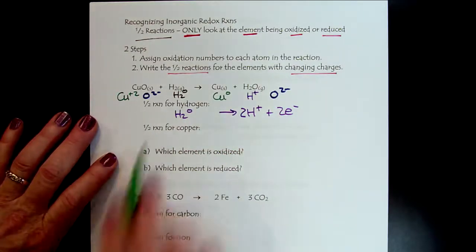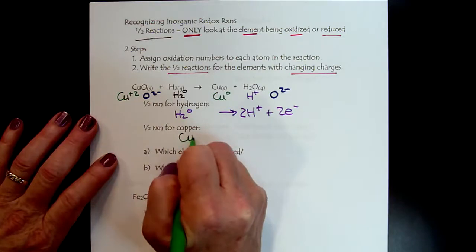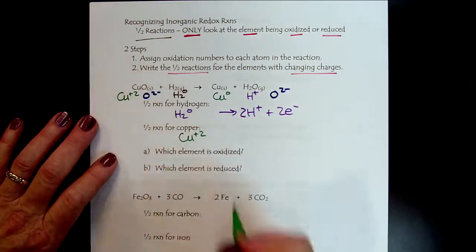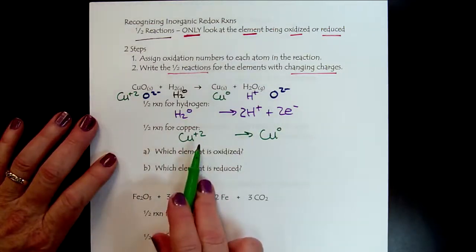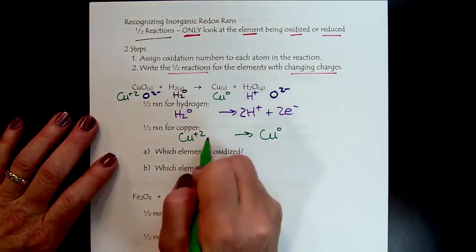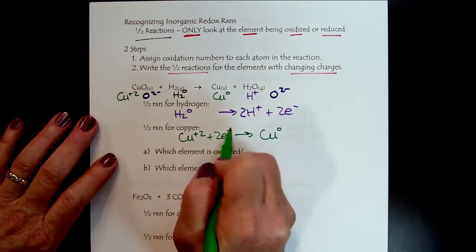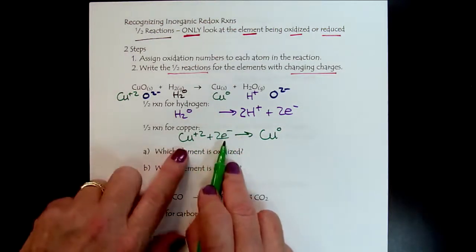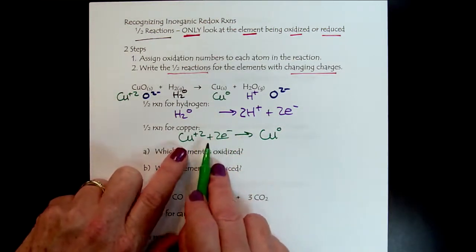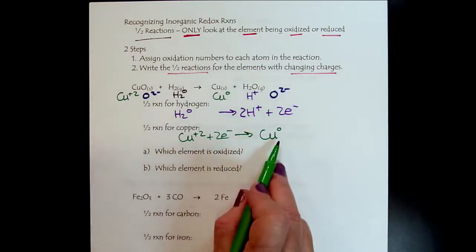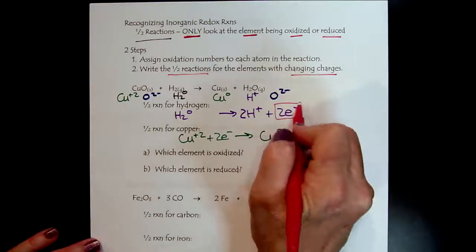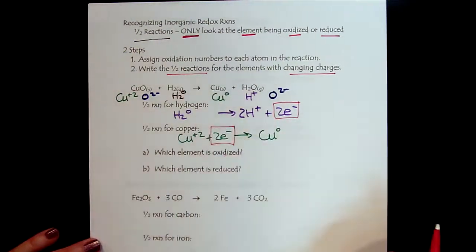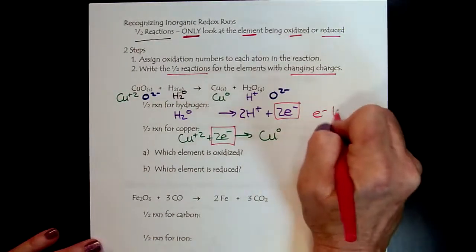Now let's look at the copper. Copper is plus 2, and it goes to copper 0. So here, by looking at the charge, we know to put the electrons on the left side. So plus 2 and minus 2 cancels to neutral, 0 equals 0. Alrighty. So now oxidation and reduction always occur together because the electrons lost need to equal the electrons gained.